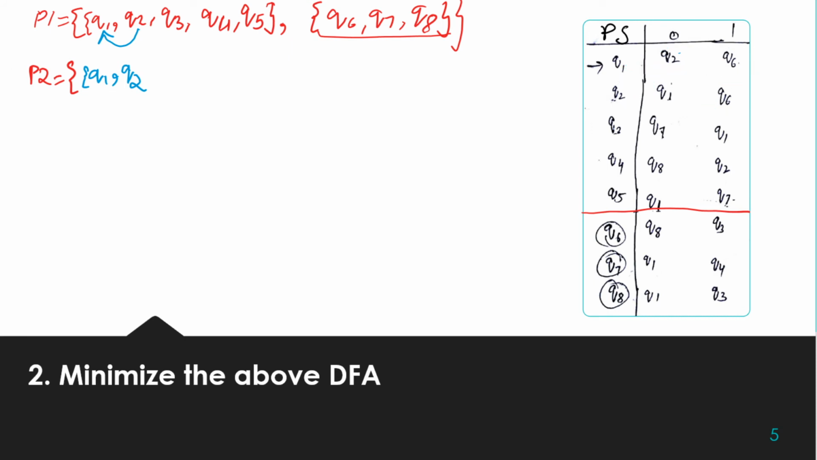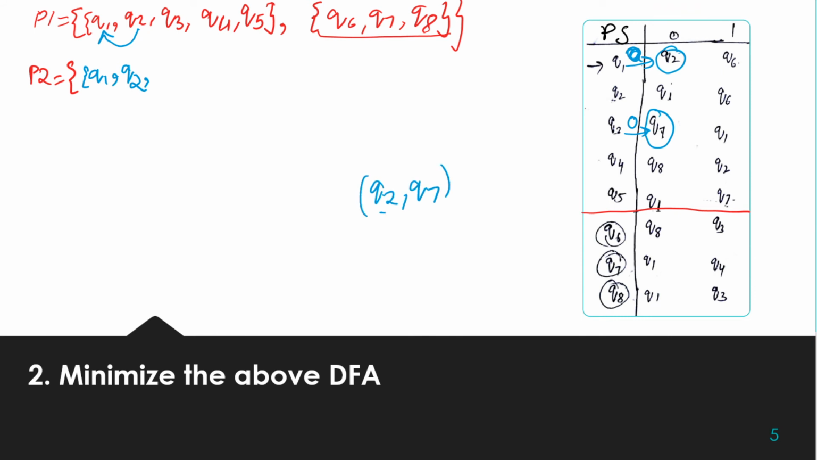Okay, now let's check the compatibility of Q3 with Q1. Here we have Q7 and here we have Q2 for input symbol 0. So for input symbol 0 we are having the states Q2 and Q7.